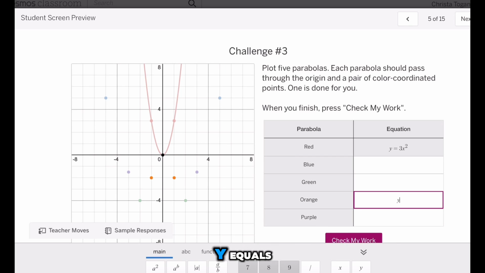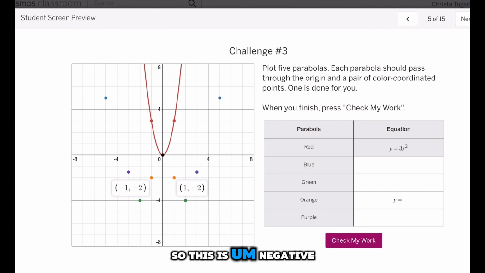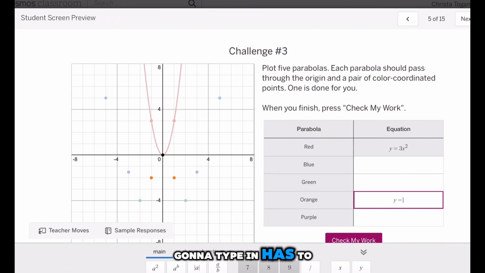So I'm going to type in y equals, and these dots are at -1, -2 and 1, -2, and then this one is similar, but it's at 3. So both of the y values are going through the number 3, right? The coordinates -1, 3 and 1, 3. So you have to look at that and say, okay, then the one that I'm going to type in has to be similar to it. Not just like it, but similar.